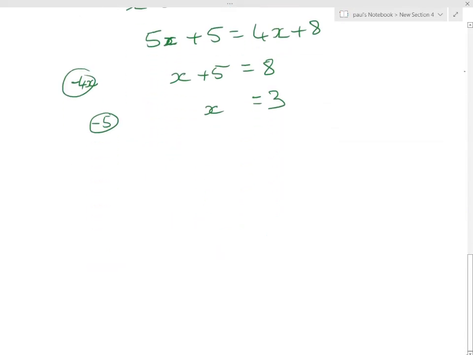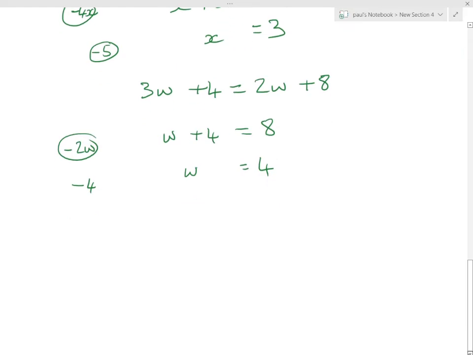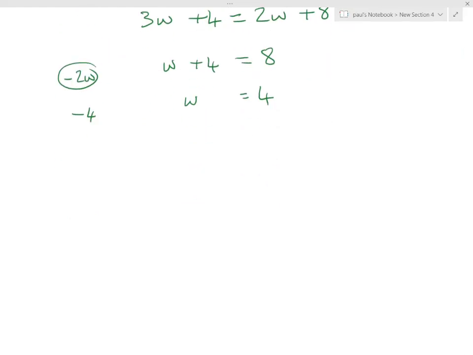Another example of this, 3w plus 4 equals 2w plus 8. Okay, so we can get rid of the w's on this side by taking 2 away. So we'll do that, yeah? So take 2 w's away from both sides, which leaves w plus 4 on the left and 8 on the right. Now subtract 4, so that leaves w equals 4. Okay, you can soon get the hang of this.